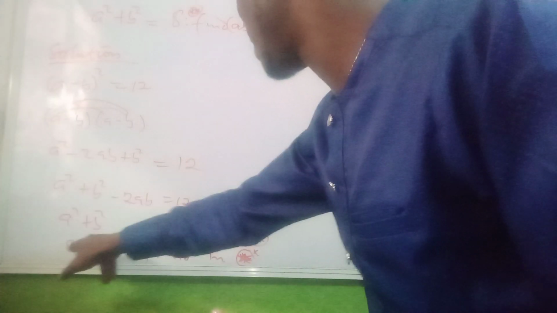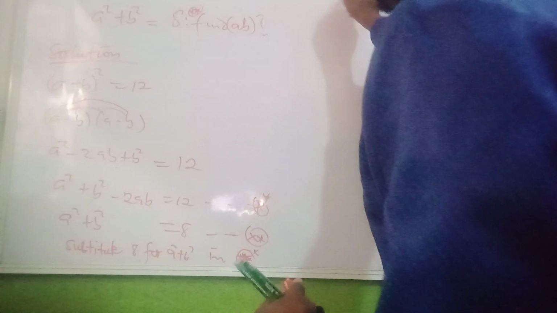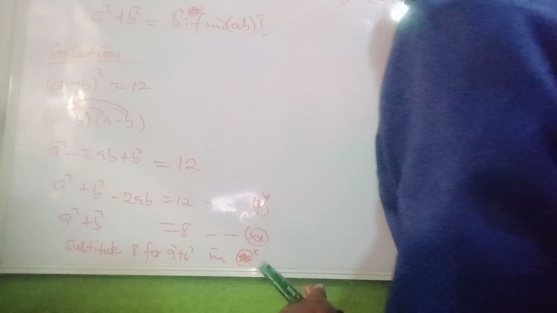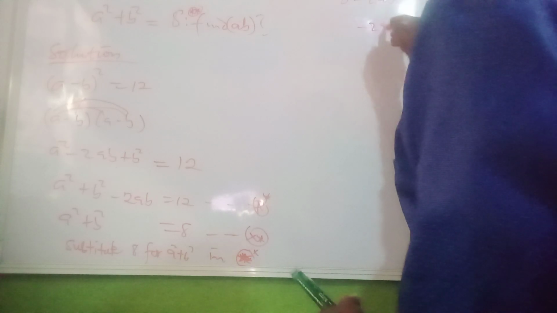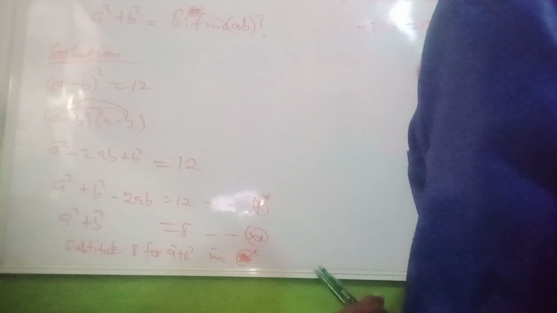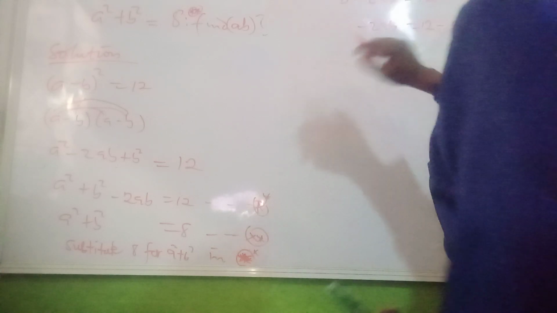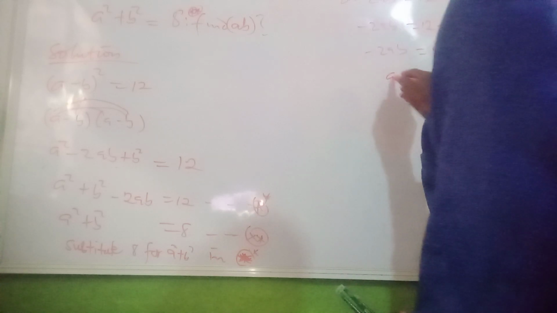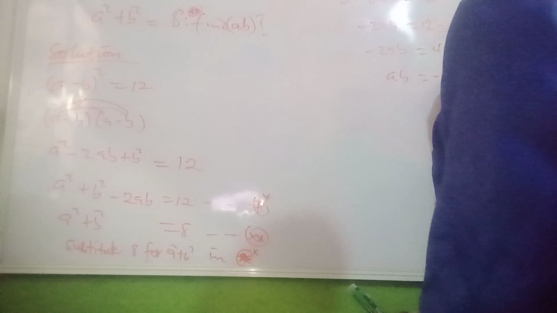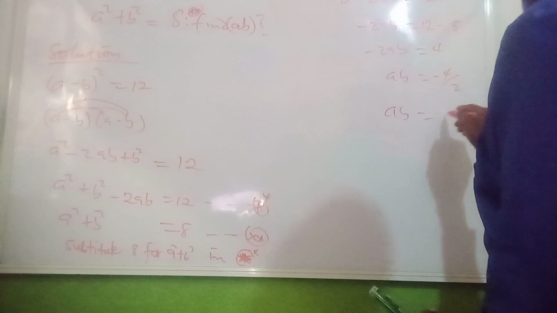Now, what I'm going to do: I see that this is here, and this is also here. I'm going to put this here. So I'm going to say 8 minus 2ab is equal to 12. That is to say, minus 2ab is equal to 12 minus 8. I've taken this to this side. And this is going to give me 4. I divide both sides by minus 2, so ab is equal to 4 divided by minus 2, which is going to give me minus 2.